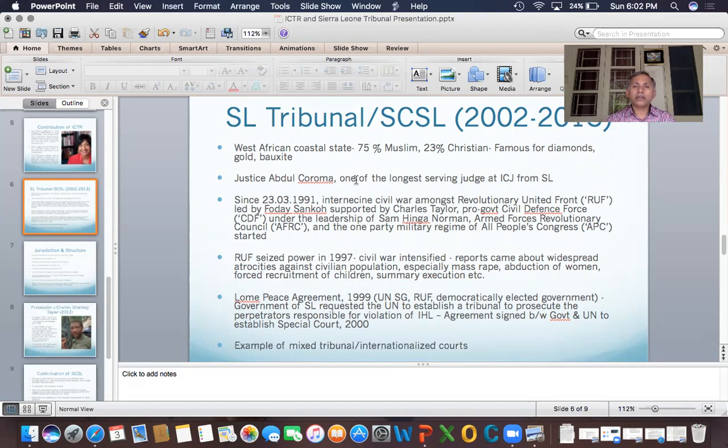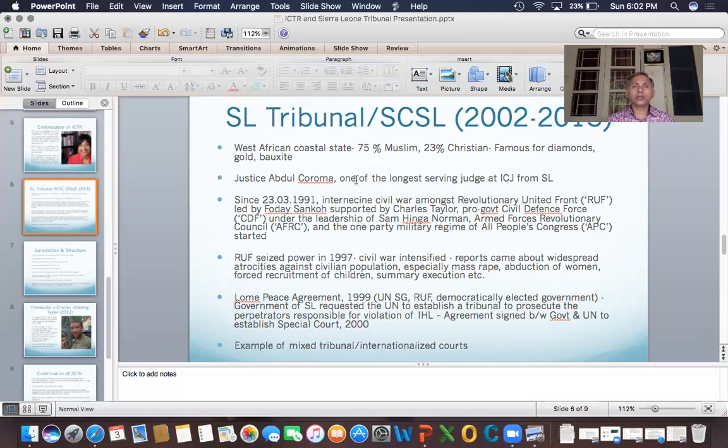Since March of 1991 in Sierra Leone, there was a civil war which started. In that civil war, different groups were formed. One of the groups was led by Foday Sankoh, and that group was called the Revolutionary United Front. This group was supported by Charles Taylor, who was the president of the neighboring country, Liberia. Another group was pro-government, the Civil Defense Force, working under the leadership of Sam Hinga Norman. And there were some other groups like the Armed Forces Revolutionary Council, and the one-party military regime of the All People's Congress.